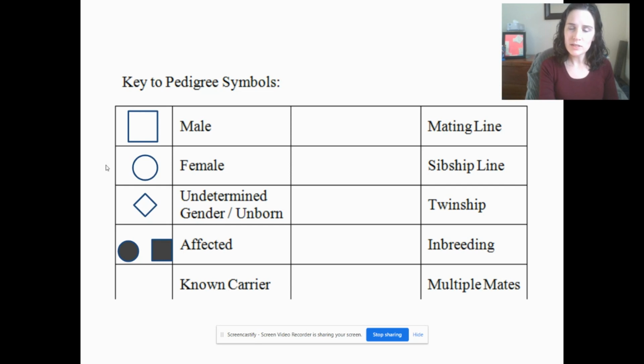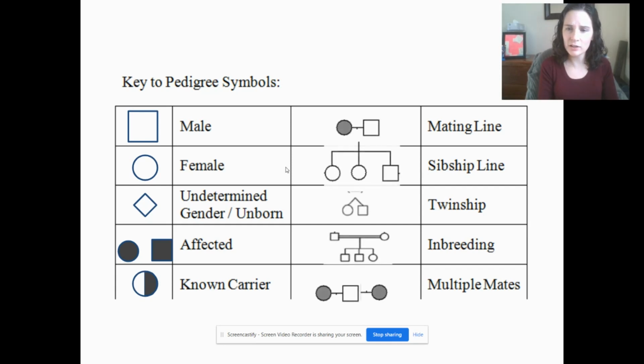If we know that someone is a carrier, either through genetic testing or because of looking at all of their offspring, we know that they have to be a carrier for that trait. We shade in half of that shape. So as you can see, here we've got half the shape that is unaffected, half the shape that is affected. That simply means that this person looks like they don't have it, but they are passing it along to their children. There's also a lot of lines on a pedigree.